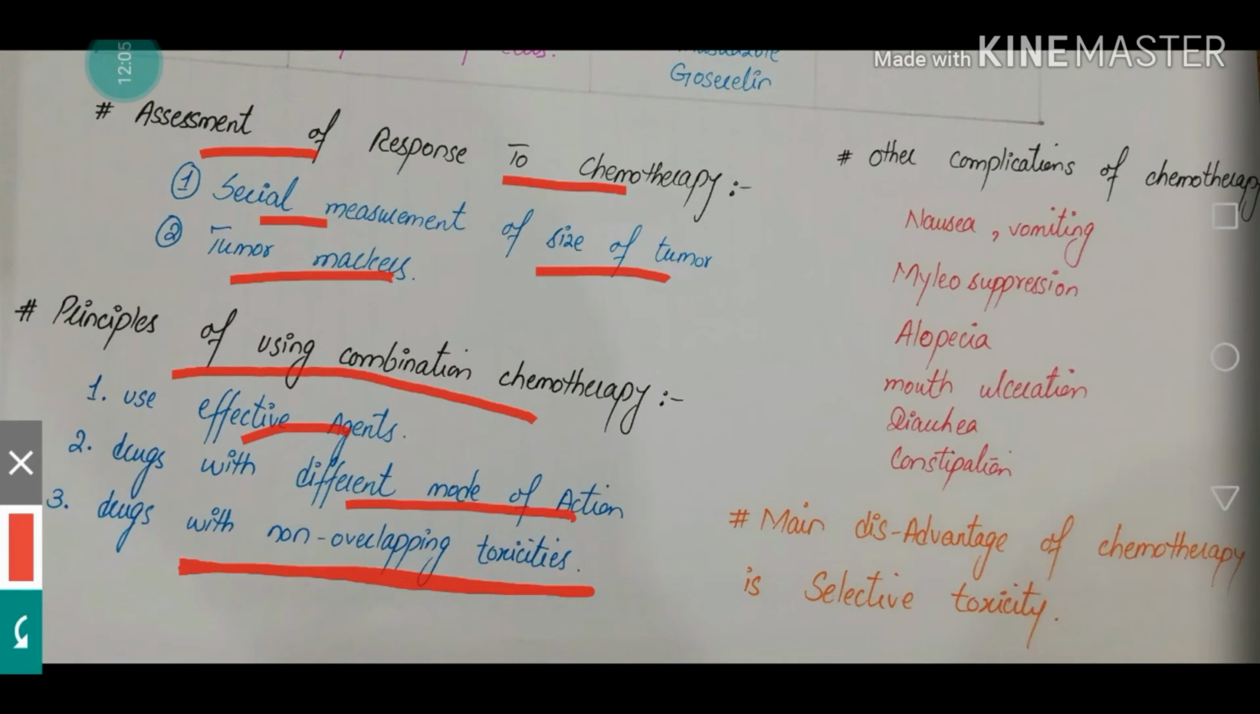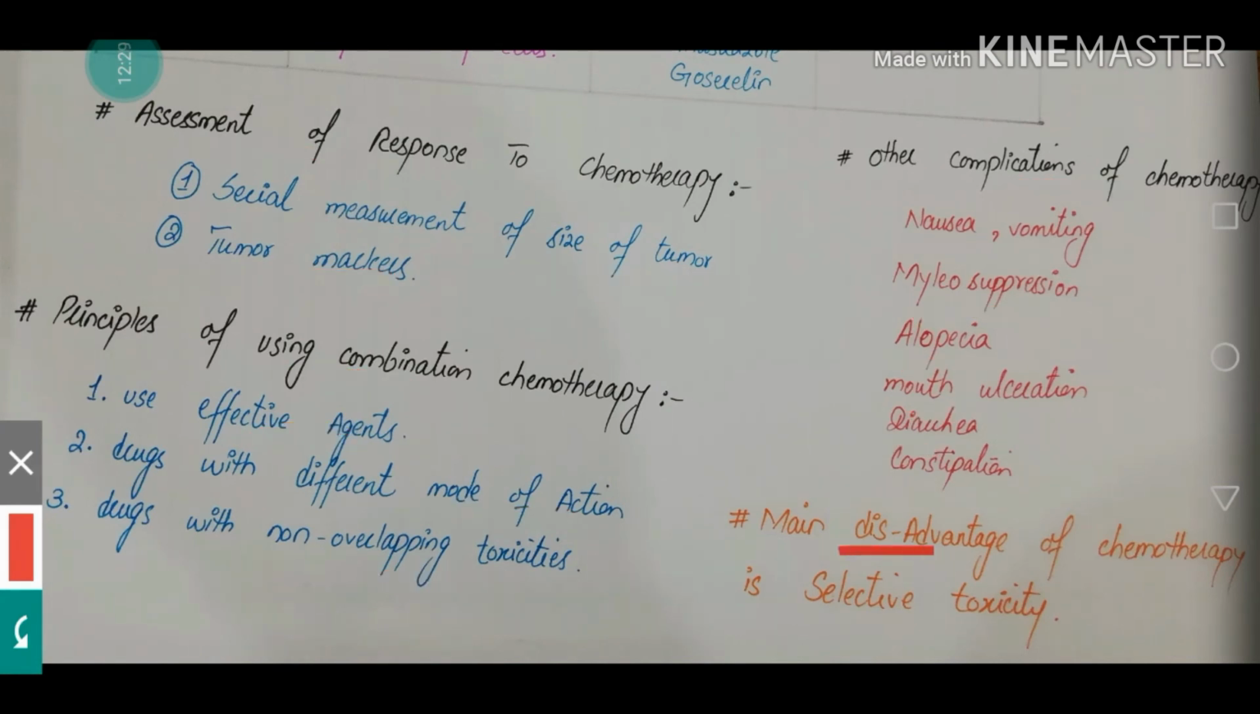Now, talking about further complications of chemotherapy which are present in all the categories, and they include nausea and vomiting, myelosuppression, alopecia, that is loss of hair, mouth ulceration, diarrhea, and constipation. The main disadvantage of chemotherapy is selective toxicity, that a specific system will get affected, and this has to be prevented by a wise use and dosage of specific drugs in a specific patient.